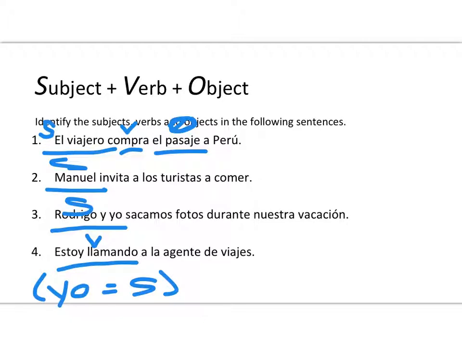Estoy. It's implied. So you have to be a little careful with these. It's more complex. It's less obvious than English. And this is just the beginning of why. All right. Vamos con los verbos.